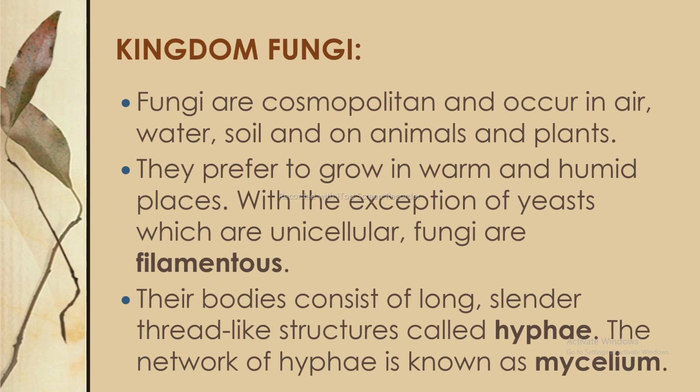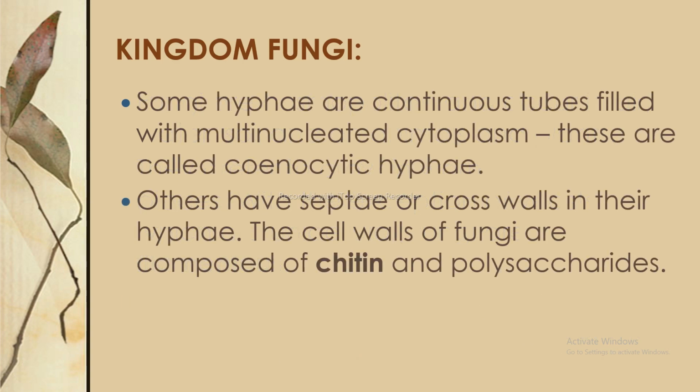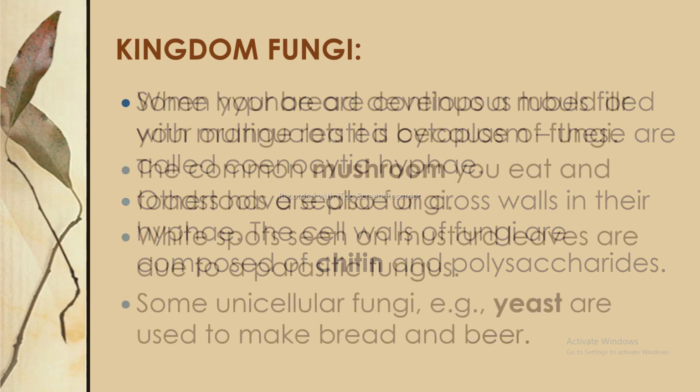With the exception of yeast, which are unicellular, fungi are filamentous. Their bodies consist of long, slender, thread-like structures called hyphae. The network of hyphae is called the mycelium. Some hyphae are continuous tubes filled with multinucleated cytoplasm, and these are called coenocytic hyphae. Others have septa or cross walls in their hyphae. The cell walls of fungi are composed of chitin and polysaccharides.